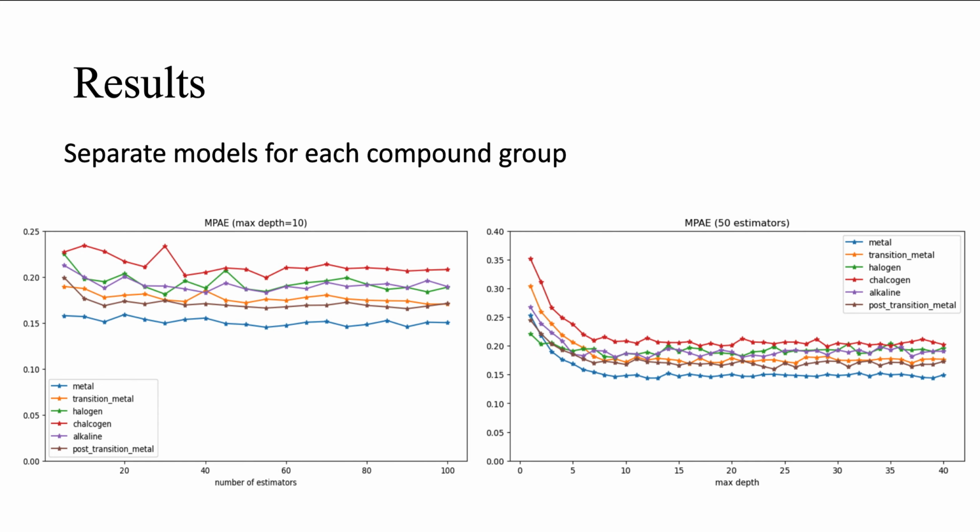When training separate models for each compound group, it did improve the accuracy on average, especially for metal-containing compounds. For example, look at the bottom blue line on both graphs. This blue line represents the error for the metal compound group, and the error was actually reduced by about 5% relative to using one model for all compounds.